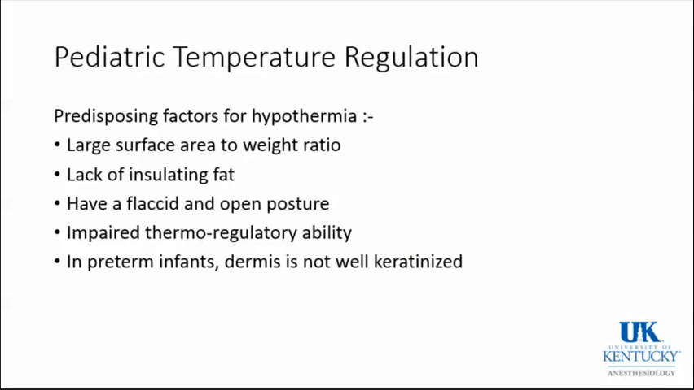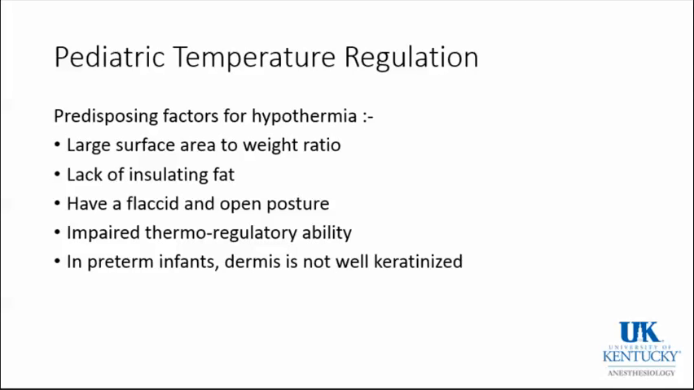Now, why are children more prone to hypothermia in the operating room than us adults? It's because these children have a large surface area to weight ratio. They lack insulating fat, especially the preterm infants and the neonates and newborn. Hence, they lose heat, obviously.